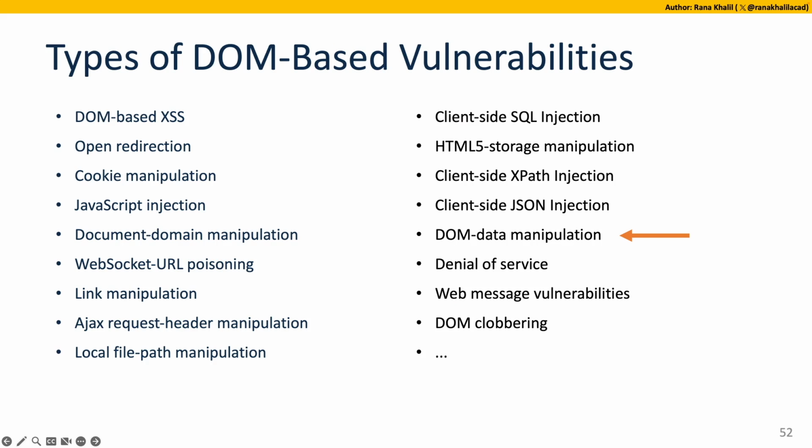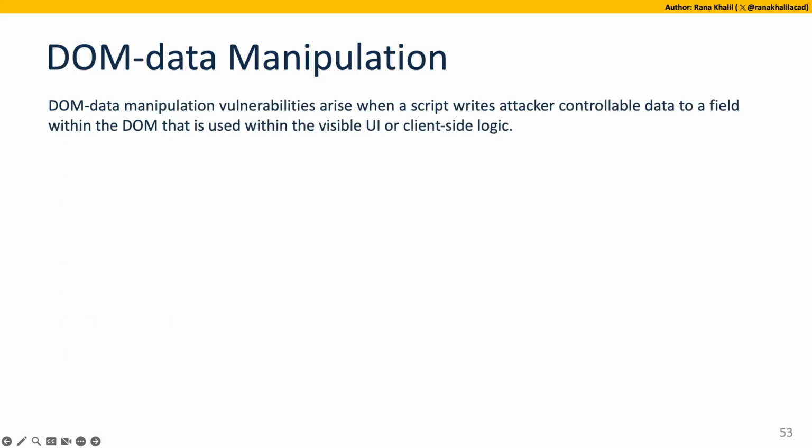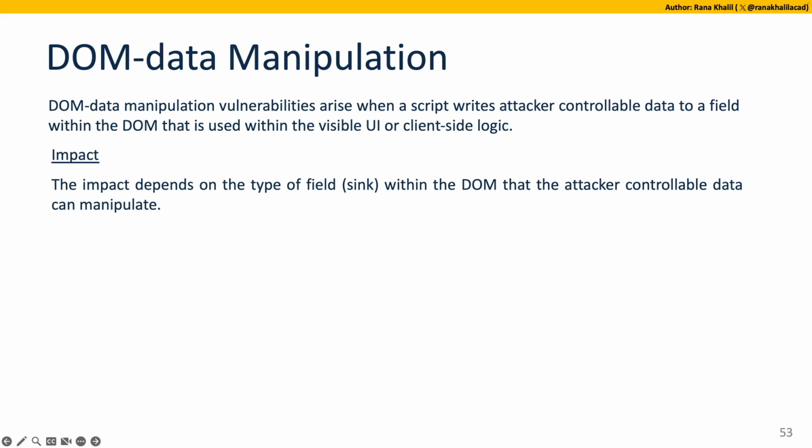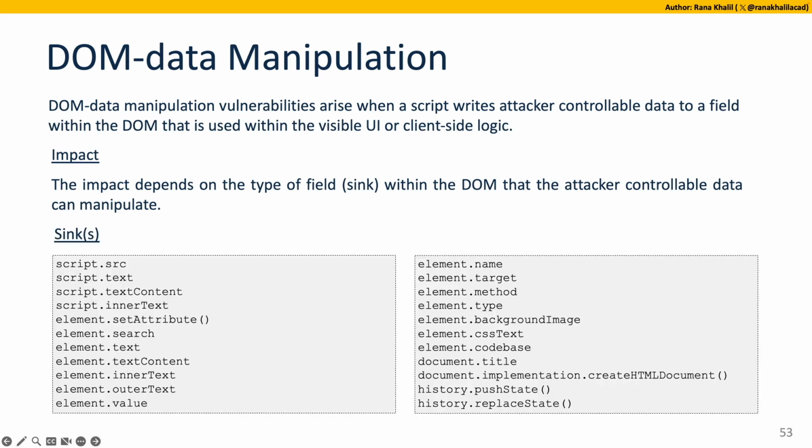Alright, next we have DOM data manipulation. DOM data manipulation vulnerabilities arise when a script writes attacker-controllable data to a field within the DOM that is used within the visible UI or client-side logic. The impact of this vulnerability could be minimal to severe depending on the sinks that we're dealing with.